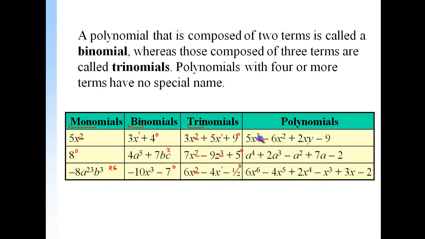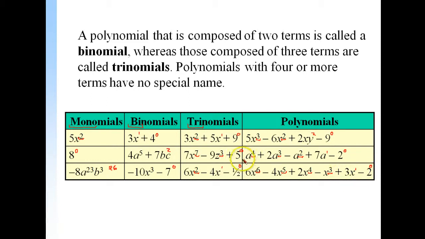Here it's 3, 2, 2, 0. Now I'm not putting that exponent there. I'm just saying this is the degree. 4, 3, 2, 1, 0, 6, 5, 4, 3, 1, 0.